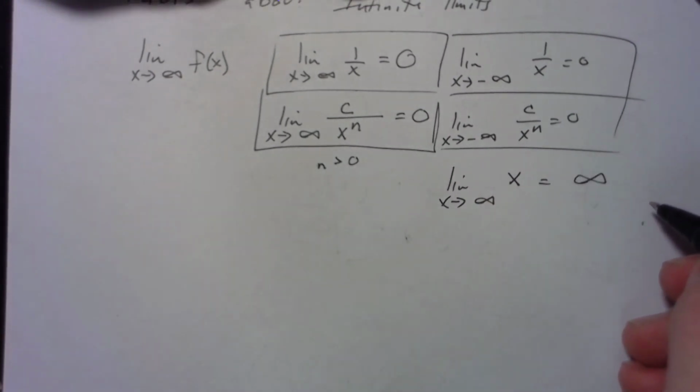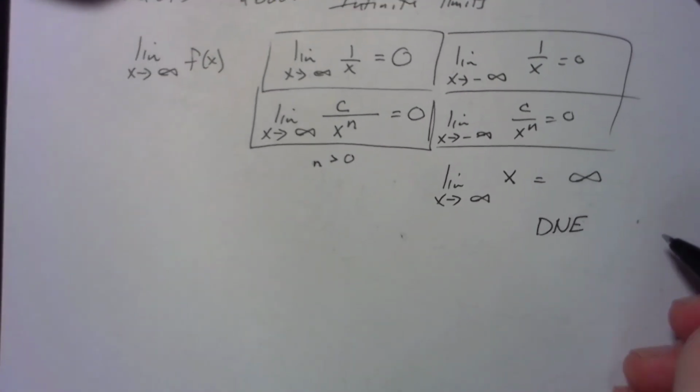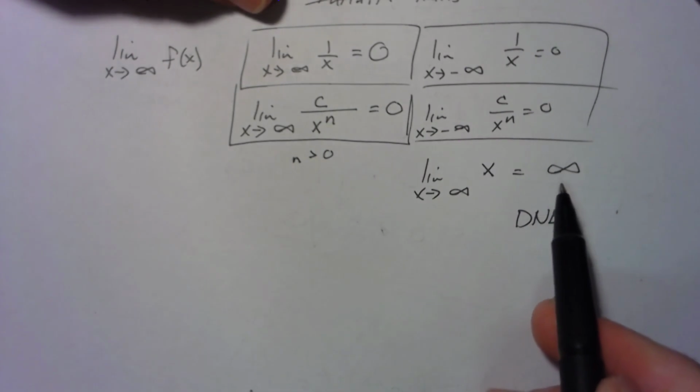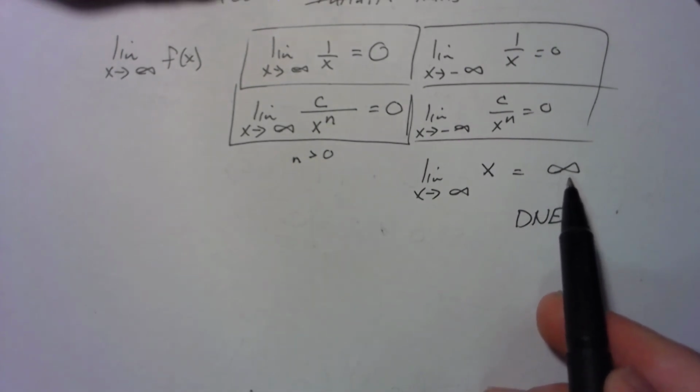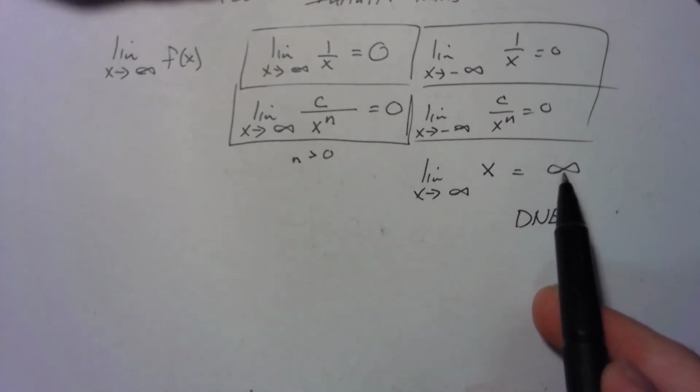In some cases, some people might refer to this as a DNE limit, or a does not exist. And I would disagree and say that the limit exists. It doesn't go to a value, but it does tend towards infinity, meaning it's going to tend towards a value so large we can't comprehend, or it's simply going to increase without bound.